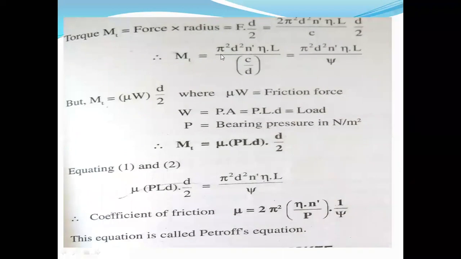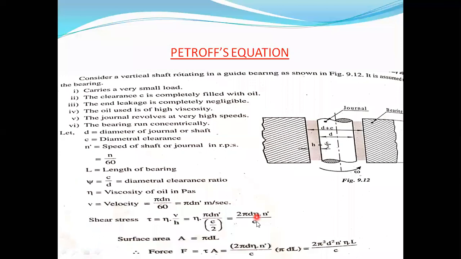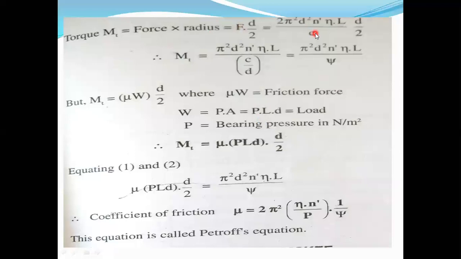Next, torque. We always know that torque is equal to force into radius. Why are we considering a radius? Since it is a circular object, torque is always force into radius, where the radius is d divided by 2. Force is what you calculated in the previous step: 2 pi square d square n dash eta L divided by C. Substitute it here into d divided by 2.